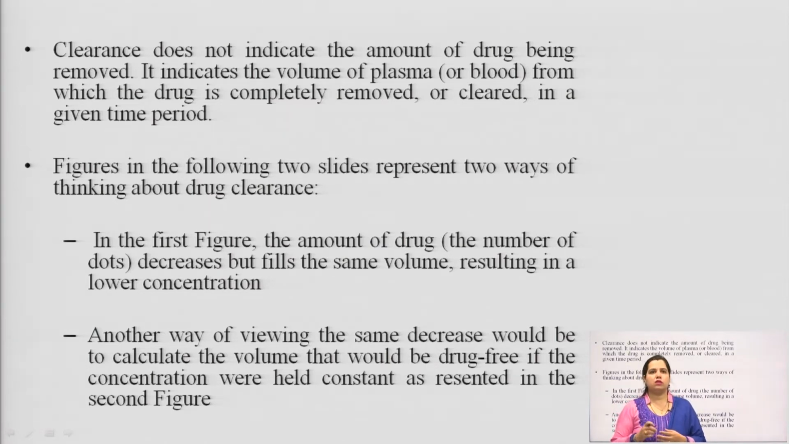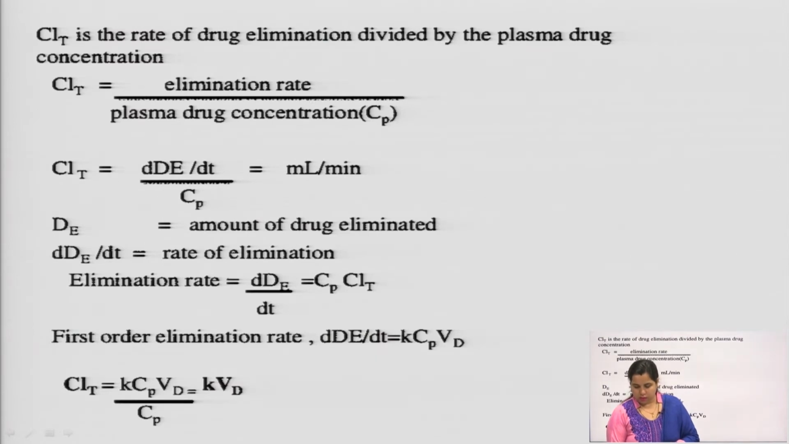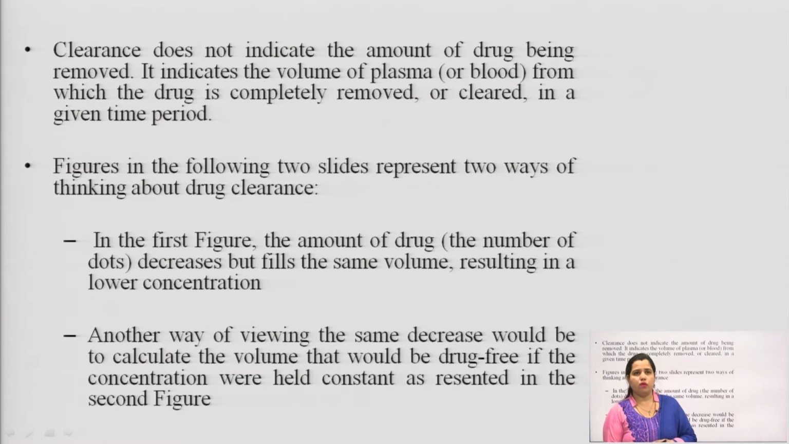The figures in the following two slides represent two ways of thinking about drug clearance. In the first figure, the number of dots, the amount of drug, decreases but fills the same volume, resulting in lower concentration. Another way of viewing the same decrease would be to calculate the volume that would be drug free if the concentration were held constant, as presented in the second figure. So, basically we have these equations. The first representation tells you the amount of drug decreases but fills the same volume. As per the dose administered to the patient, the clearance will be done until zero amount remains in the blood or body fluids, right.